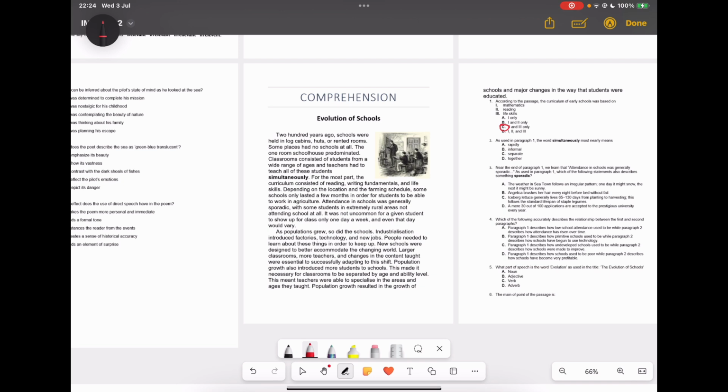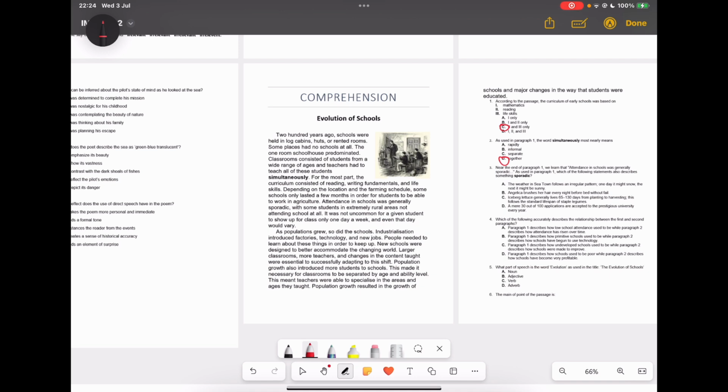As used in paragraph 1, the word simultaneously most nearly means A, rapidly, B, informal, C, separate, or D, together. While simultaneously means together. So 3. Near the end of paragraph 1, we learn that attendance in schools was generally sporadic. As used in paragraph 1, which of the following statements also describes something sporadic?